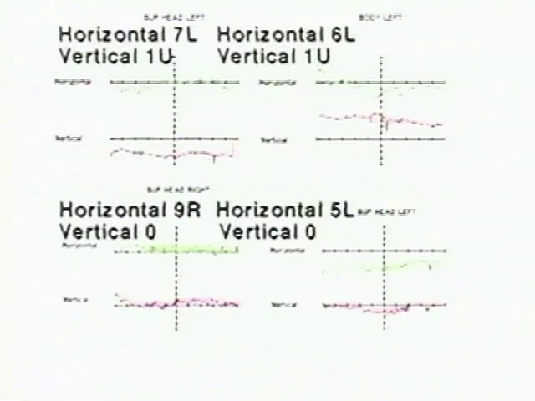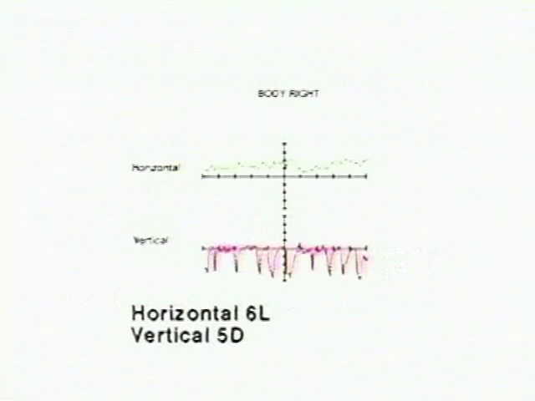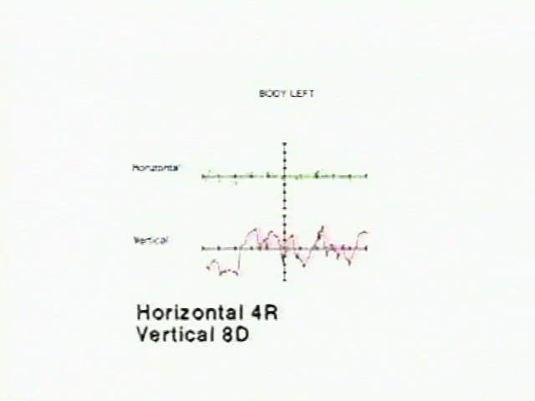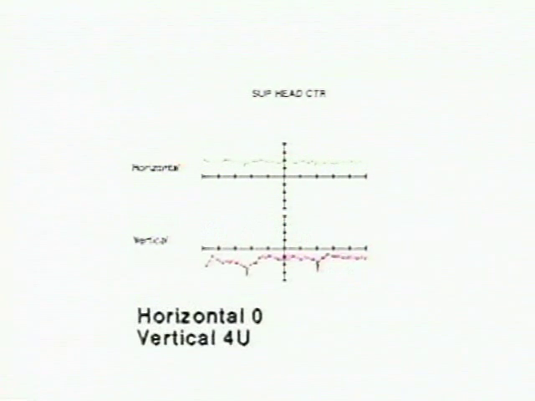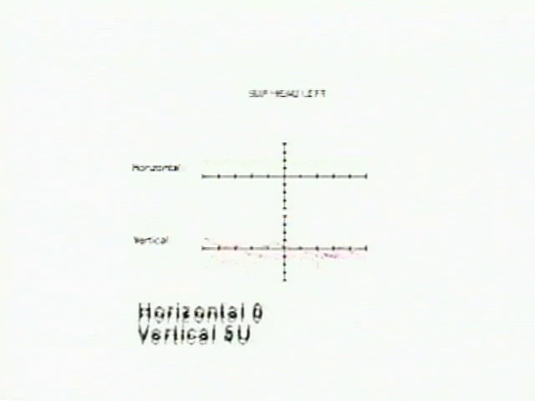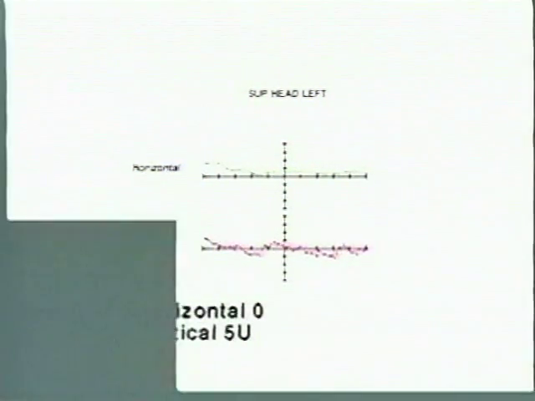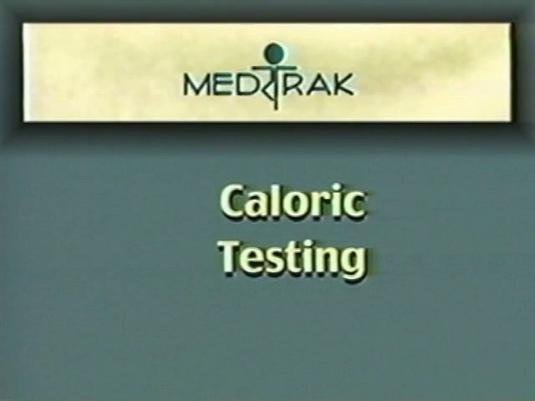The final 6 studies demonstrate pure vertical nystagmus in a variety of different positions. This again is indicative of a central vestibulopathy. It should always be remembered that pure vertical nystagmus is not indicative of any peripheral lesion, but is diagnostic of central vestibular disease. The final portion of the infrared video ENG is caloric testing.